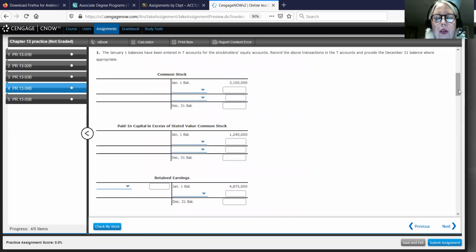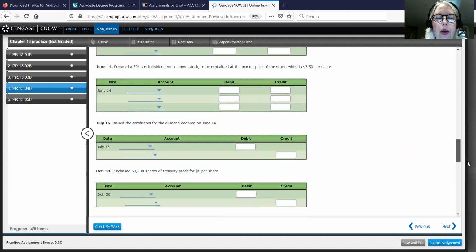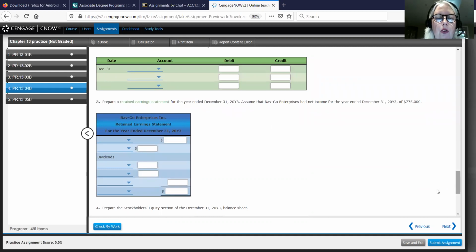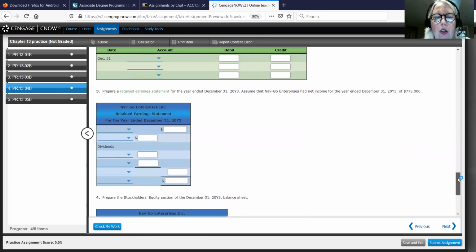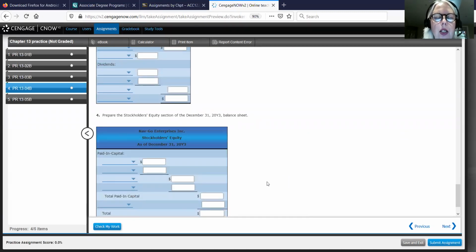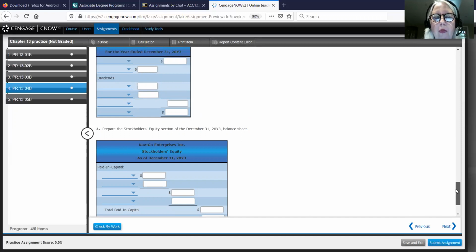And once we're through posting to the T accounts, then we're going to prepare our financial statements for a corporation. The first financial statement that you'll prepare in this problem is going to be a retained earnings statement. And that's going to be a new statement for you. I don't think you've ever seen a retained earnings statement prepared before, so I think this will be good for you. And then you're going to prepare part of the balance sheet, the stockholders' equity section of the balance sheet. And that's all they're going to have you doing in this particular problem.